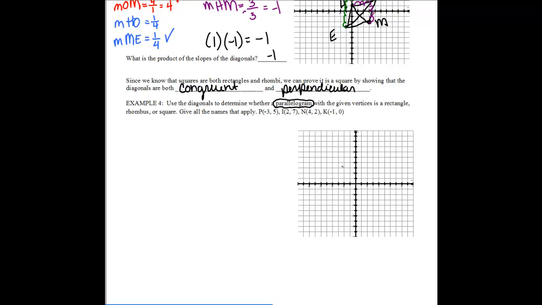So first thing we need to do is plot. That's P. That's I. That is N. And then K is negative 1, 0. So K.